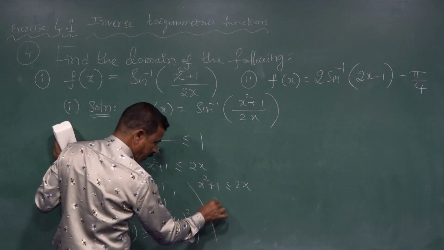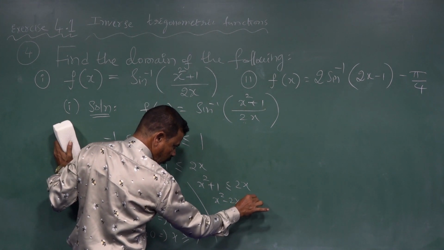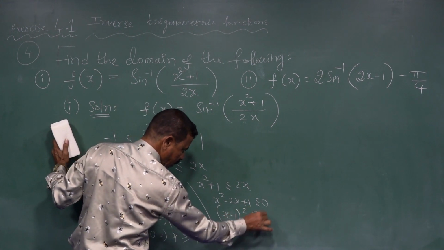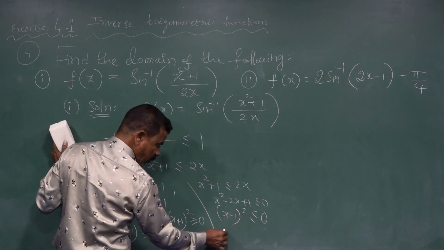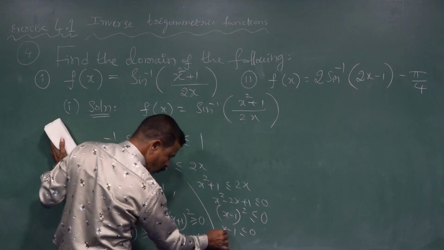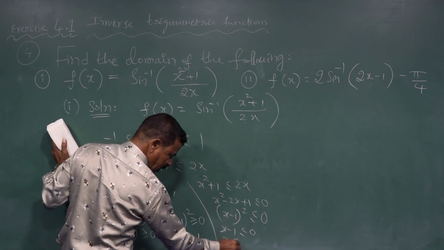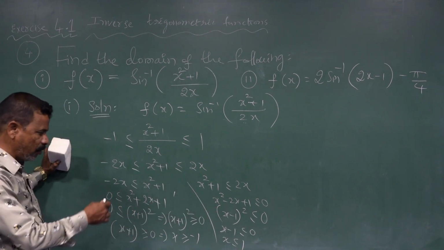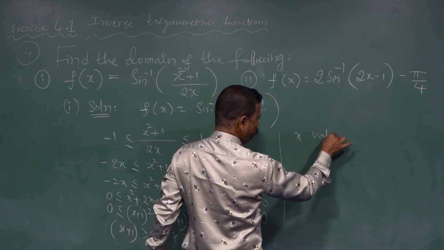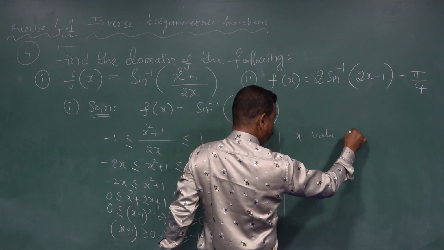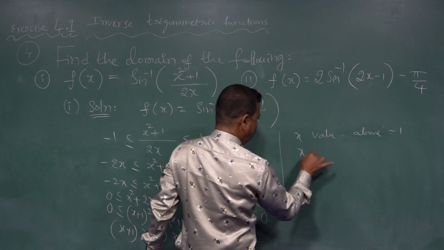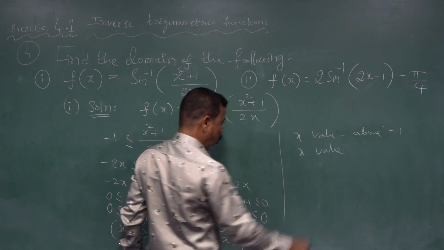Here in this case, x square minus 2x plus 1 is less than or equal to 0. This is x minus 1 whole square less than or equal to 0. After that the square is removed, also x minus 1 less than or equal to 0. This value minus 1 is taken to the right side: x less than or equal to 1. 1 below, minus 1 above, that means x value is above minus 1, and x value below 1.